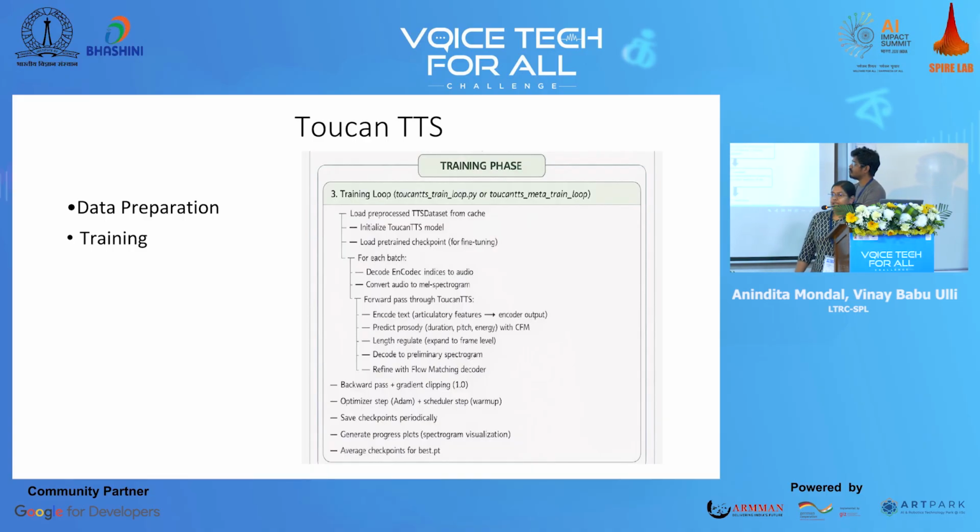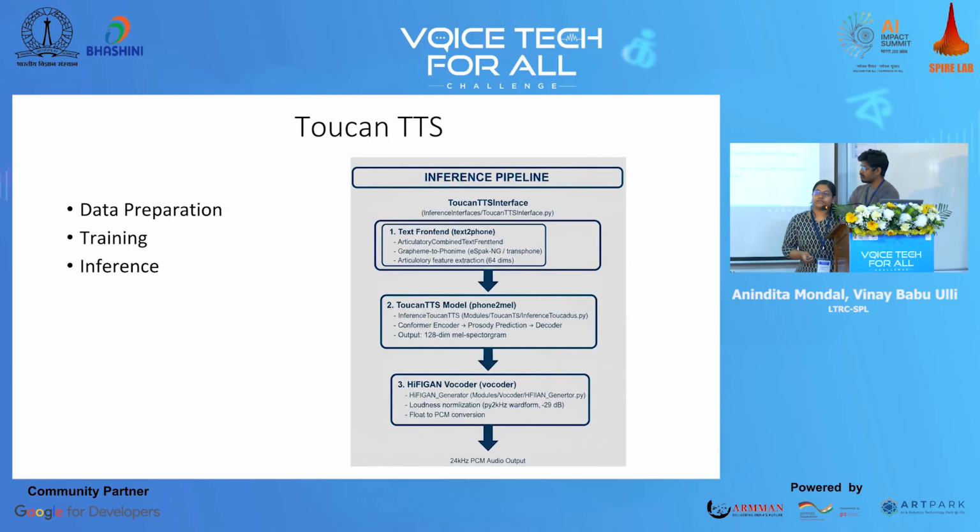For inference, we have the text to phoneme, phoneme to MEL, and then MEL is converted to audio with the help of HiFi-GAN. For evaluation strategies, we are using these 5 metrics: word error rate, character error rate, real-time factor, mean opinion score, and speaker similarity score.